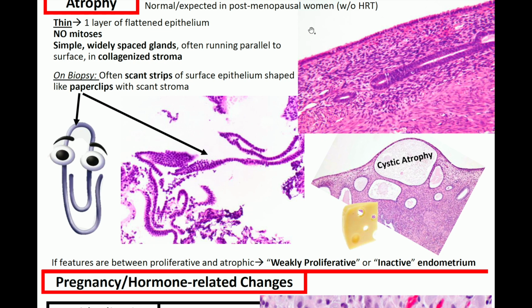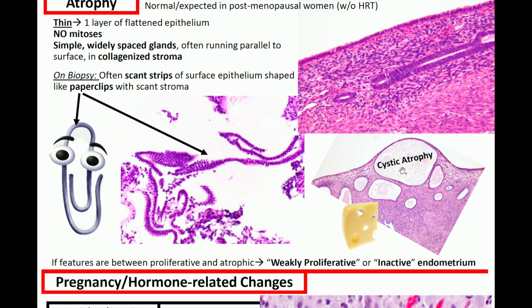In an atrophic process, you wouldn't expect proliferation or mitoses and cell turnover. You're going to see simple, widely spaced glands, often running parallel to the surface in collagenized stroma. And then sometimes on biopsy, you can have these scant strips of surface epithelium shaped like paper clips with scant stroma. So these hairpin or paperclip shaped strips are a good sign that maybe they're just sampling superficial strips, and this could be an atrophic process.